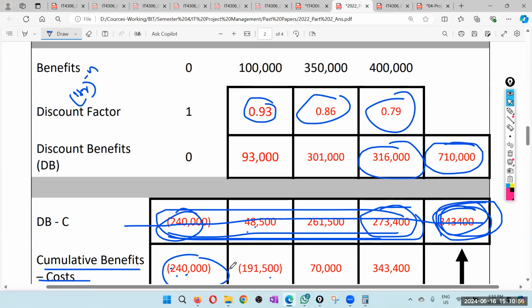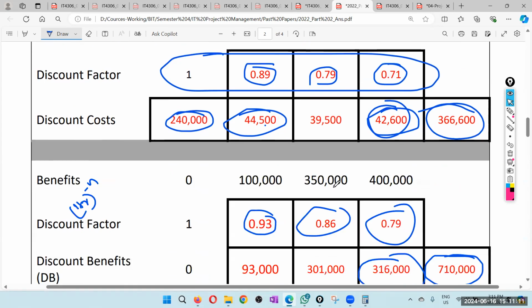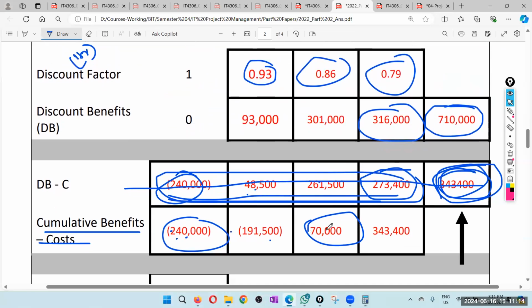So this is this and this added. Of course, this is negative. And now you can see it has become positive. So therefore, the project has reached break even. That is, your benefit is bigger than cost only in the second year. At the end of the second year, now you are on the positive side. Right? So your accumulated benefits have gone past accumulated cost. So break even happens during the second year.